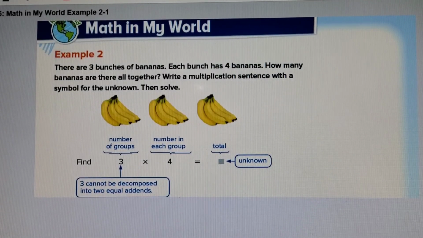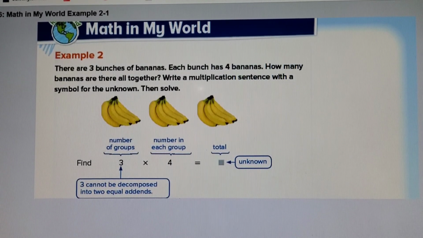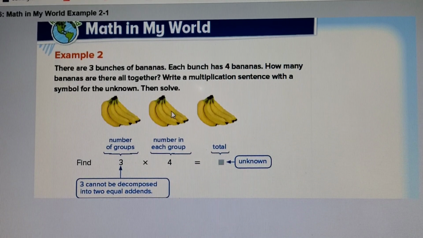Example 2, Math in My World. There are 3 bunches of bananas. Each bunch has 4 bananas. How many bananas are there altogether? Write a multiplication sentence with a symbol for the unknown. Then solve. So the number of groups that we have is 3 because we have 1, 2, 3 bunches of bananas. In each bunch there are 4 bananas.